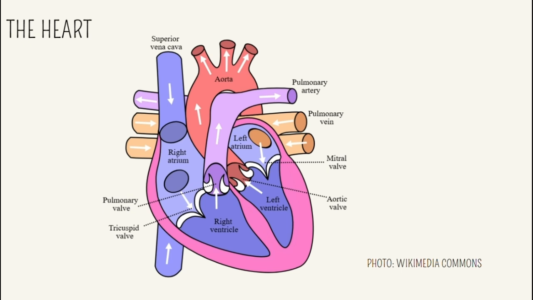So you have the superior vena cava, the right atrium, the right ventricle, left atrium, left ventricle, pulmonary artery, pulmonary vein, the mitral valve, aortic valve, pulmonary valve, and tricuspid valve, which prevents the backflow of blood. So all of these parts of the heart are very, very important. And we're going to talk about how all of this works in just a second.